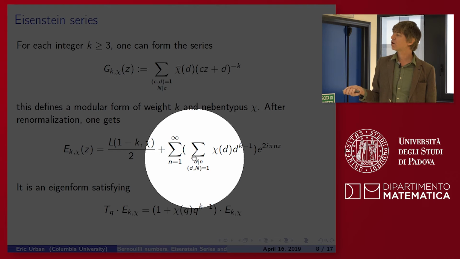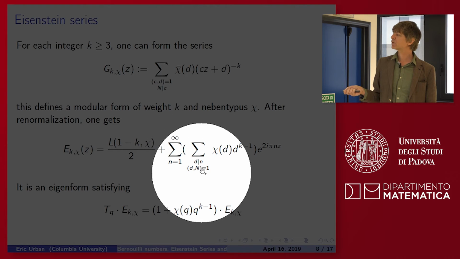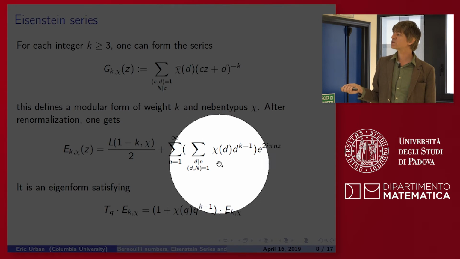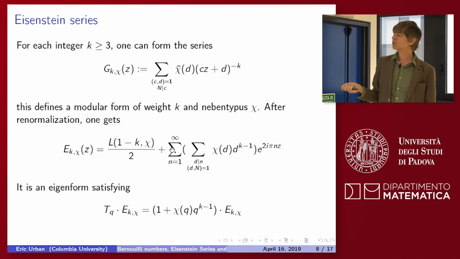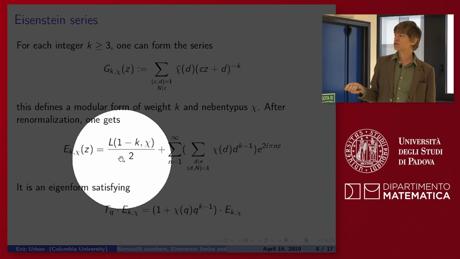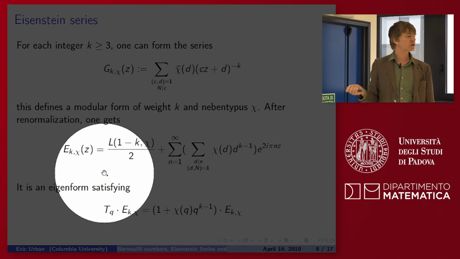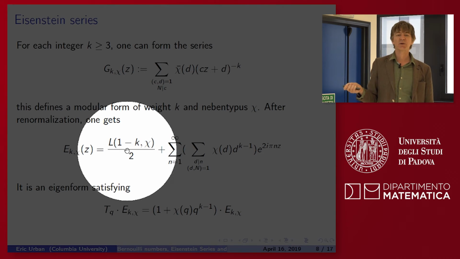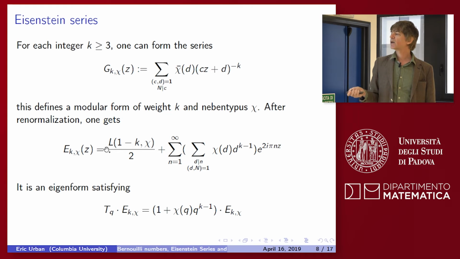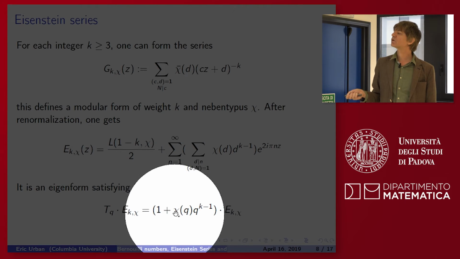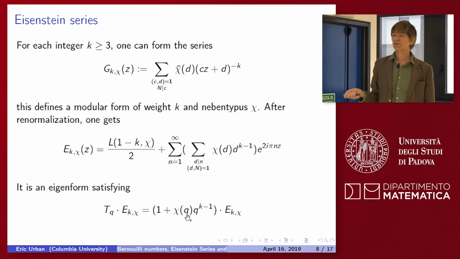It's just the sum over the divisors d of n which are prime to capital N, and you just do chi(d) d^(k-1). So this is a very simple function. On the other hand, this number is quite mysterious. And as I explained before, it is related to Bernoulli numbers. So it's basically given by a Bernoulli number here. And you can check also that this modular form is actually an eigenform, and the eigenvalue is given by this, 1 plus chi(l) l^(k-1).